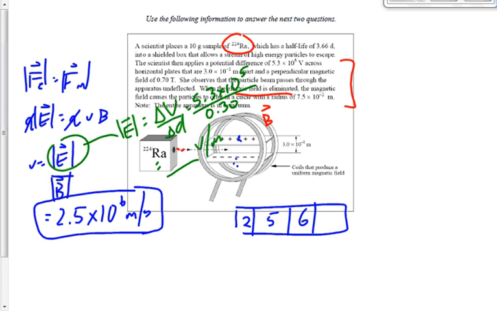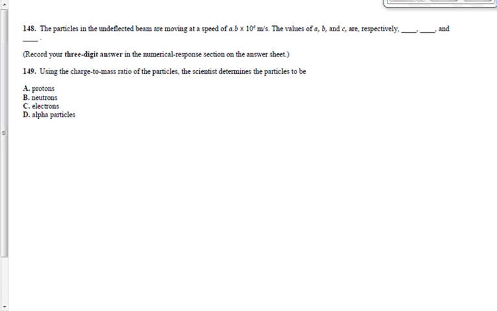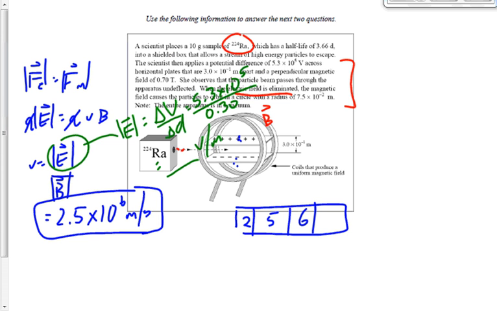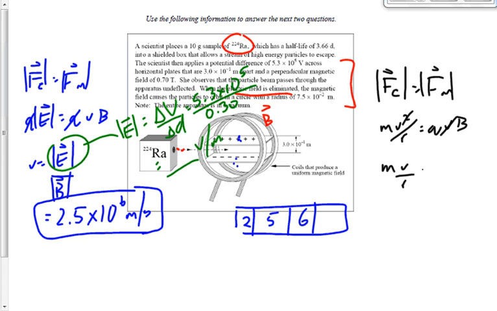Is that good? All right, let's take a look at the second part of this now. Using the charge to mass ratio of the particles, the scientist determines the particles to be what? Well, let's get the charge to mass ratio. To get the charge to mass ratio, we've got to use the main chamber. In order to do that, we've got to get rid of the electric field. So you've got just a magnetic field now, where Fc is equal to Fm. We're going to say mv squared over r is equal to qvB. These cancel. mv over r equals q times B. Let's solve for q over m.